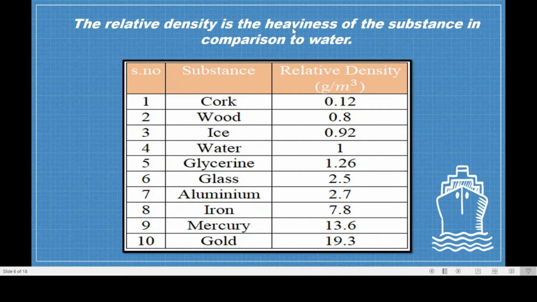So, relative density is the heaviness of the substance in comparison to water. For cork it is 0.12, for wood it is 0.8, for ice it is 0.92, for water it is 1, for iron it is 7.8, for mercury it is 13.6, and for gold it is 19.3. Here are some of the relative density values for various substances.